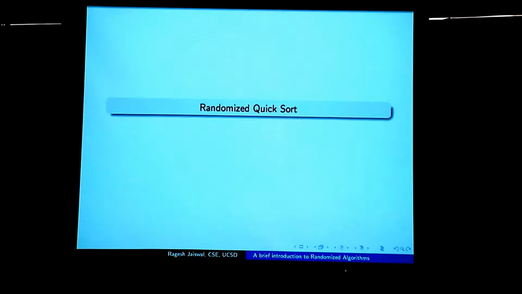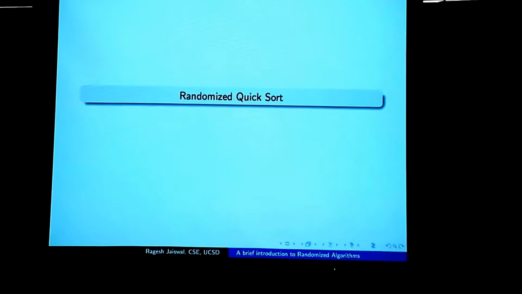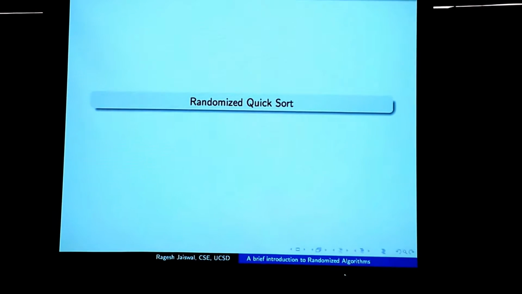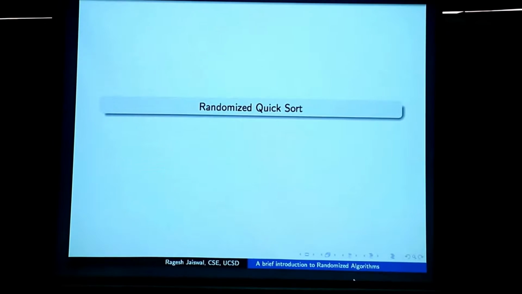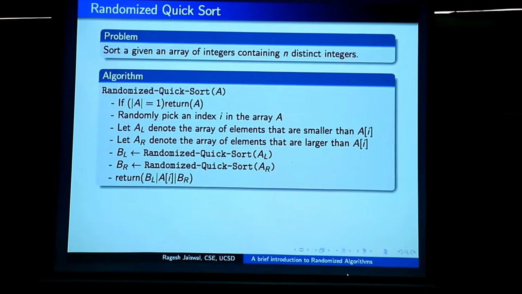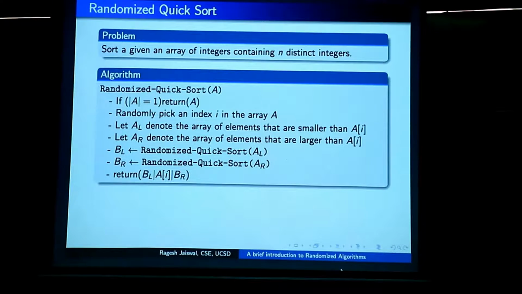Okay, so back to randomized algorithms. Let me talk about two algorithms: randomized quicksort and Karger's min-cut algorithm. It will be at a slightly more advanced level than the previous session. So stop me if any of the concepts that I'm trying to convey is not clear.